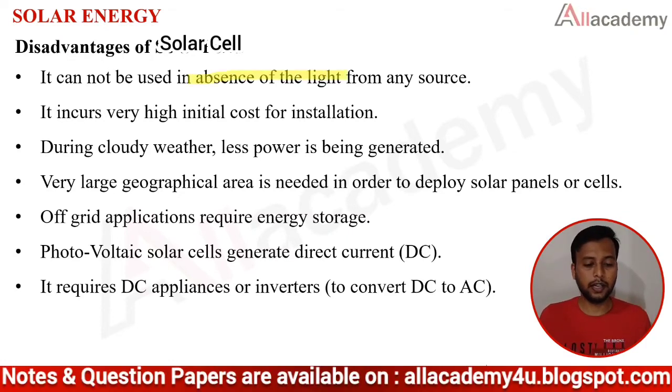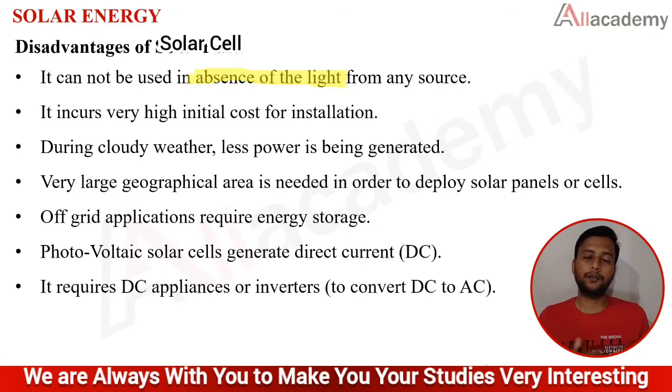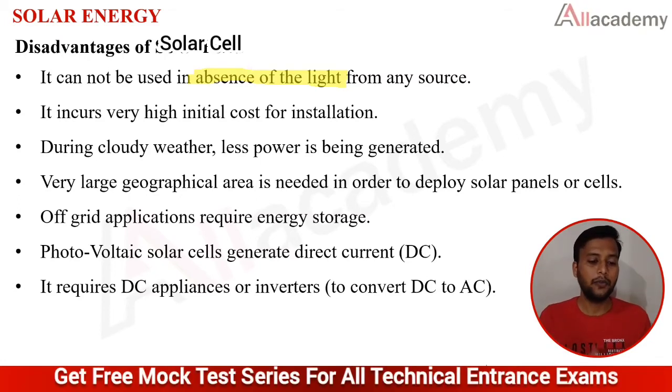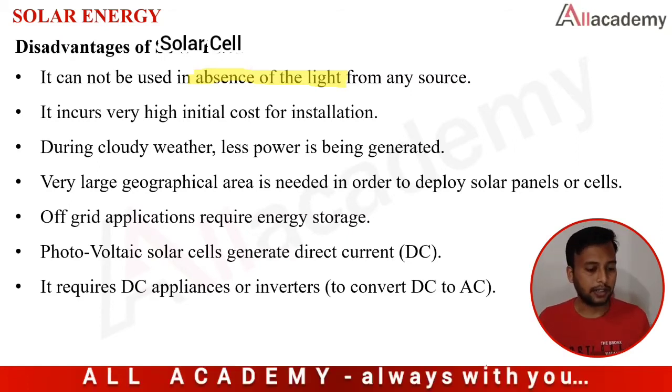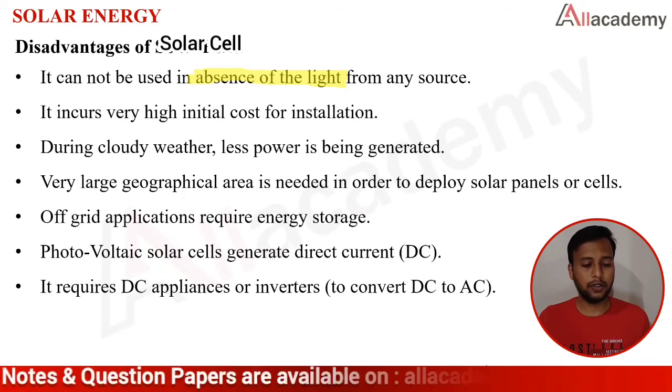Means, if there is an absence of light, the semiconductor or photovoltaic cell generates electricity only when it has a sufficient amount of sunlight. When there is an absence of light, obviously there will be no photons, so it will not produce that quantity of electrical energy. Now, it incurs very high initial cost and installation.